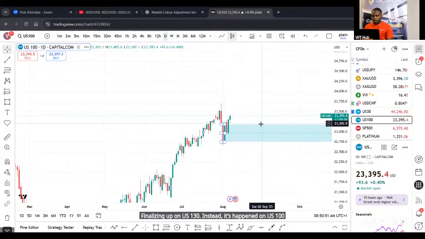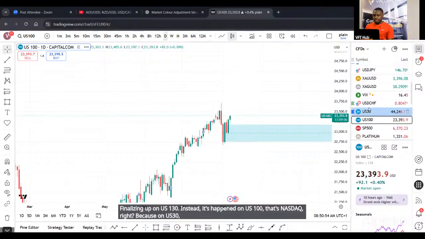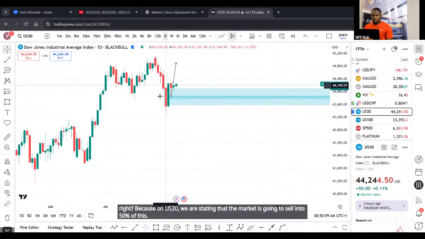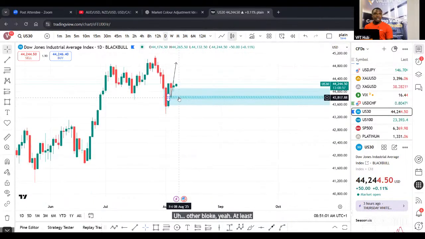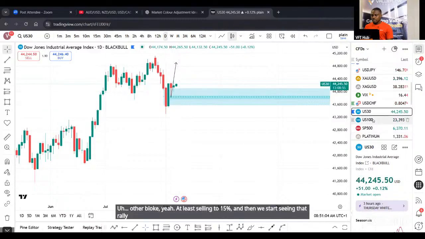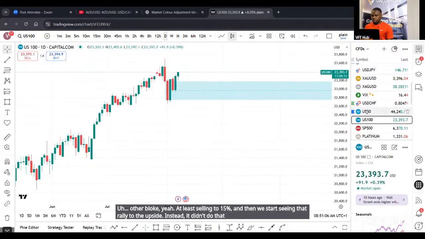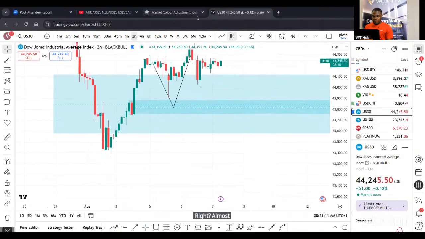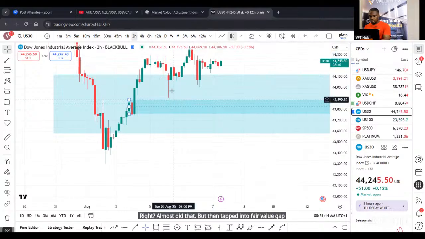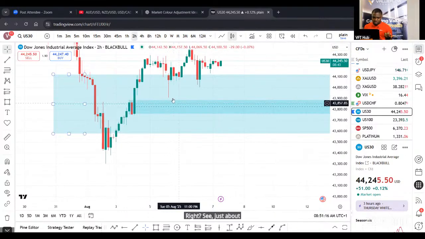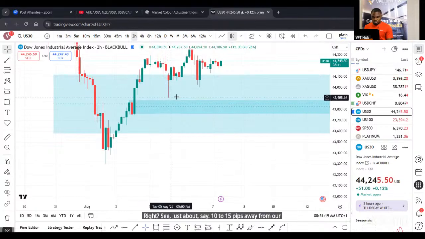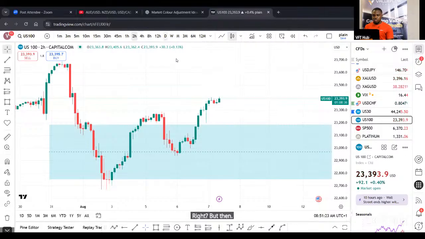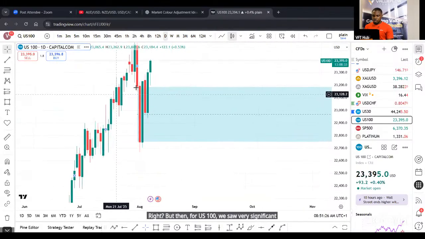That's NASDAQ, right? Because on US 30, we were anticipating that the market was going to sell into 50% of this order block here, at least sell into 50%, and then we would start seeing that rally to the upside. Instead, it didn't do that. Put it on the 2-hour time frame. It almost did that, but tapped into a fair value gap instead, just about 10 to 15 pips away from our order block, tapped in and then moved. But for US 100, we saw very significant movement, because this is the order block here.